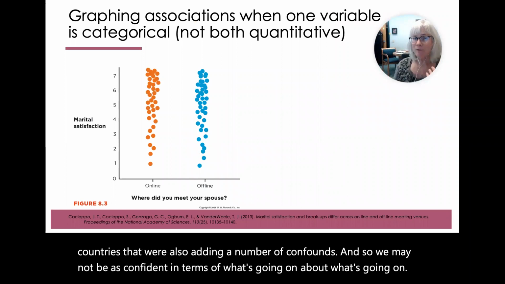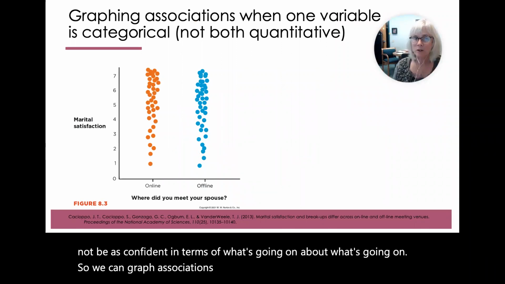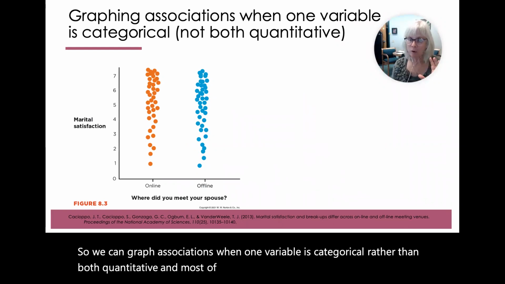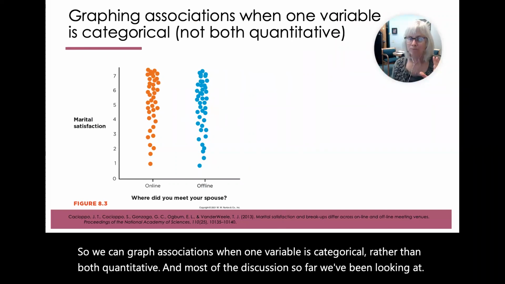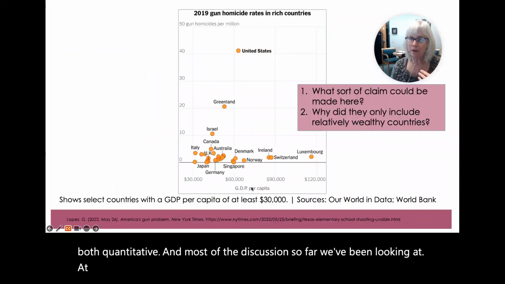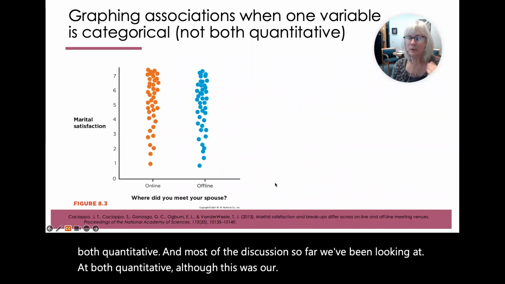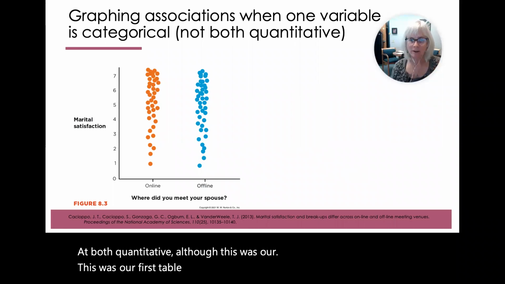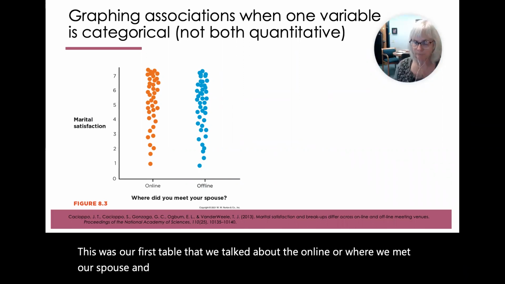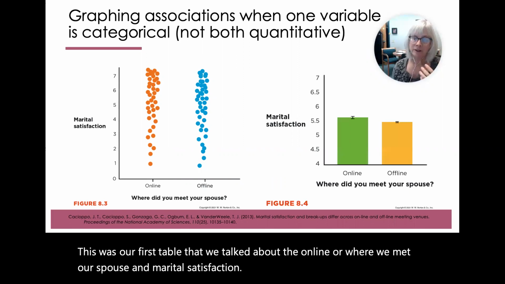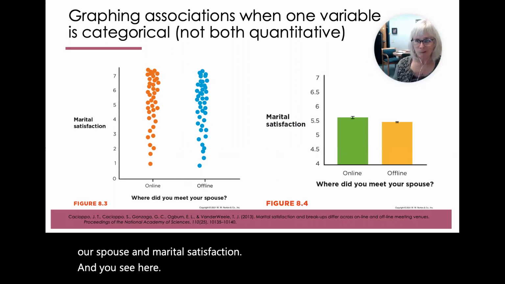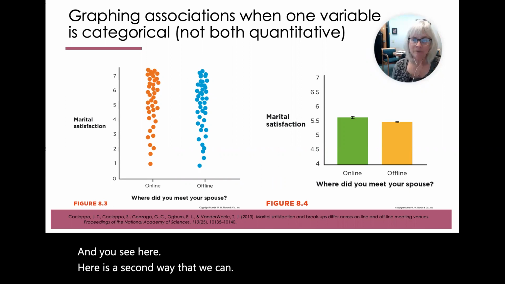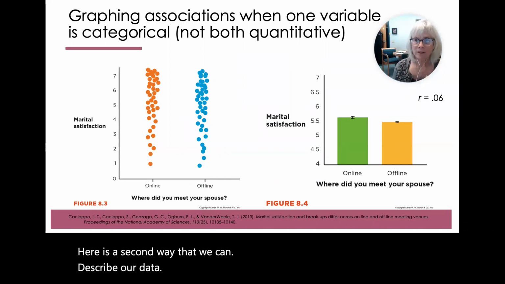So we can graph associations when one variable is categorical rather than both quantitative. Most of the discussion so far, we've been looking at both quantitative, although this was our first table that we talked about, where we met our spouse and marital satisfaction. And here is a second way that we can describe our data. We have a correlation of 0.06.